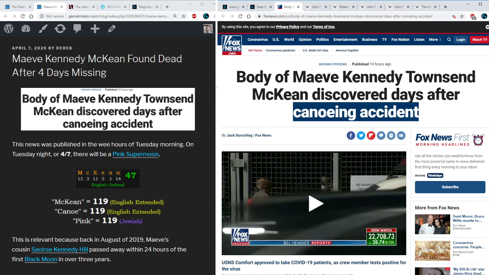Now, we didn't talk much about it earlier, but the deaths of all these men have to do with the numerology of the moon, lunar eclipses, and perhaps tying all their deaths to lunar eclipses is a matter for another video. We can do that, but what's important to understand is that this ritual that's played out over the past week with the death of Maeve McKean is 100% related to the moon and the most recent and next total lunar eclipses.